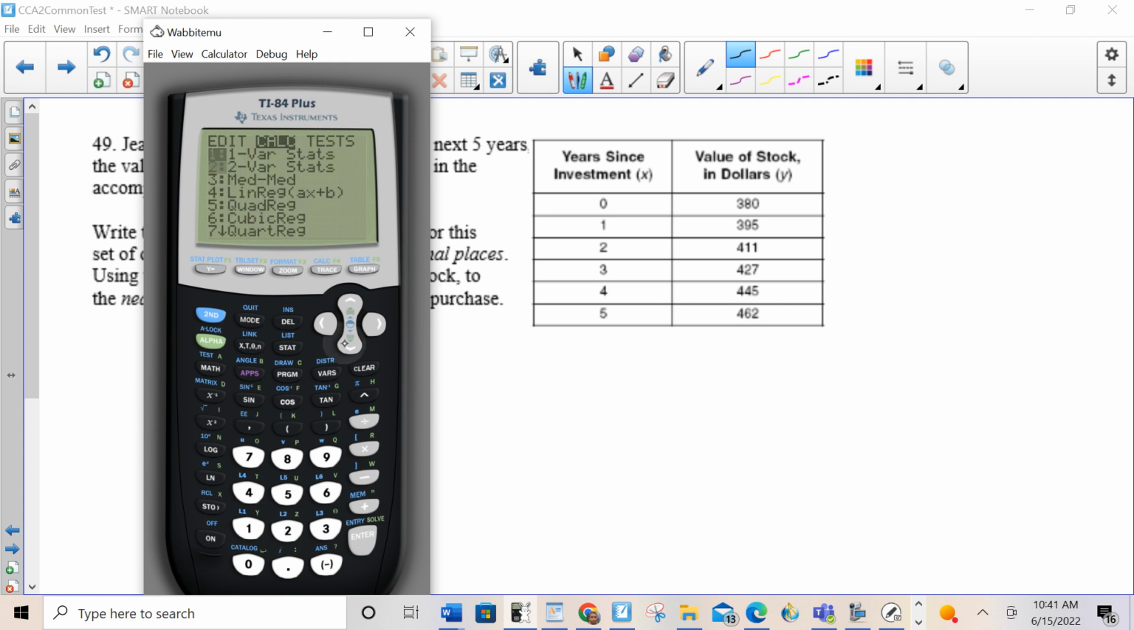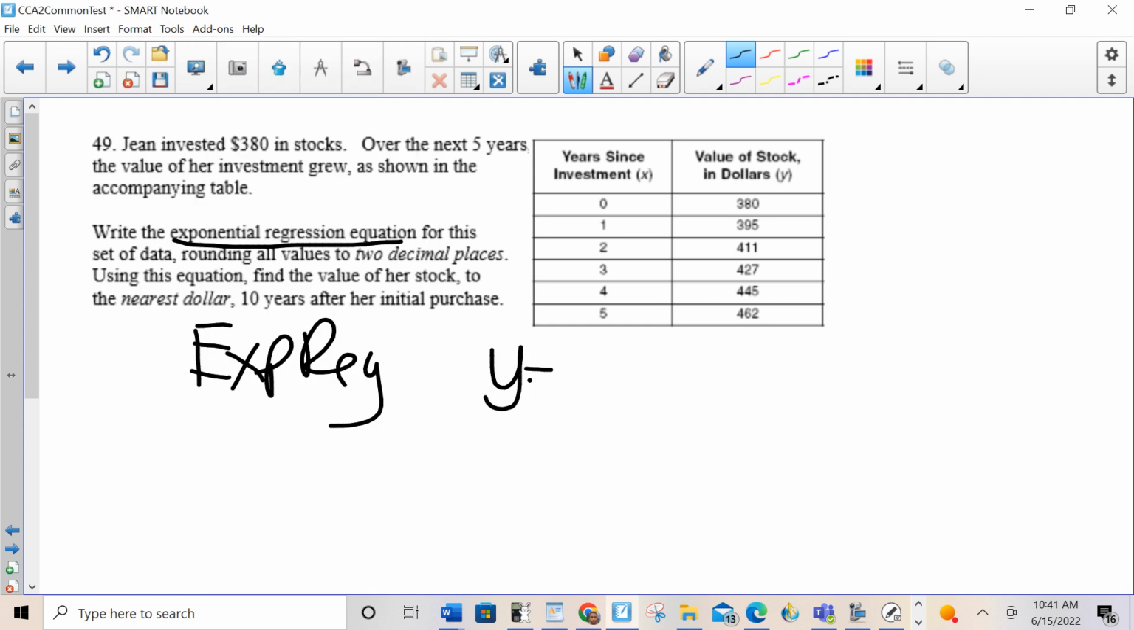Stat calc. Option 0 is ExpReg. Your frequency list needs to be blank. It should default to blank, because there's no frequency list here. If you're doing statistic stuff, mean, median, mode, you might have had something there. So y equals a times b to the power of x is your standard form.